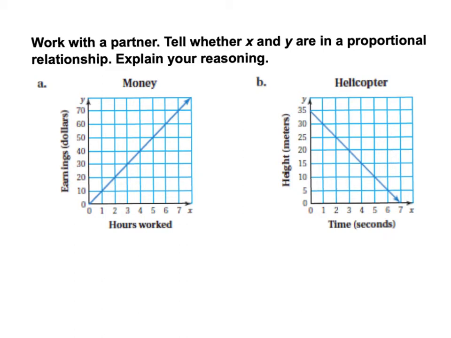Graphs are easy to do. You don't have to work with a partner. We're going to do all together. You're going to tell whether x and y are in a proportional relationship. Explain your reasoning. So again, we're looking for a straight line. I'll use SL, straight line, and make sure that it's 0, 0. So is this first one, letter A, a straight line? Yep, it is. Does it go through the origin? Yes, it does. This is a proportional relationship.